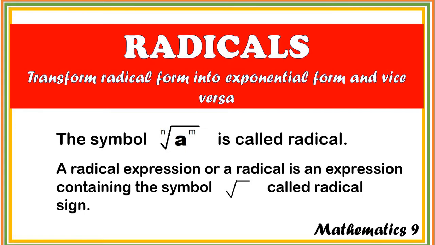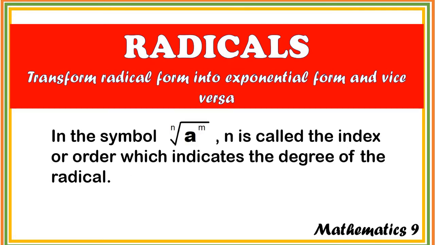Kapag may radical sign. In the symbol nth root of a raised to m, n is called the index or order, which indicates the degree of the radical. So, yung n yung magsasabi kung ano yung degree ng radical expression mo. For example, 2 yung n natin, so we call it square root. Pag 3 naman, we call it cube root. Pag 4 ay fourth root, and so on.